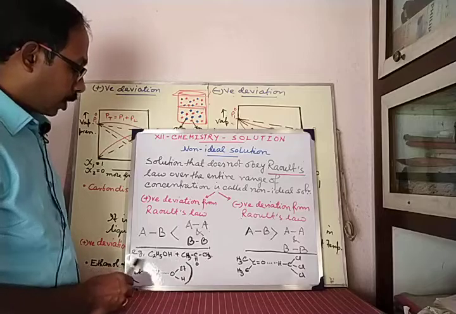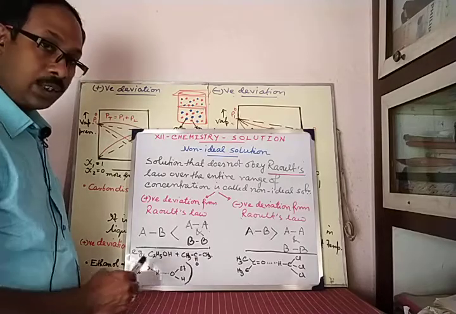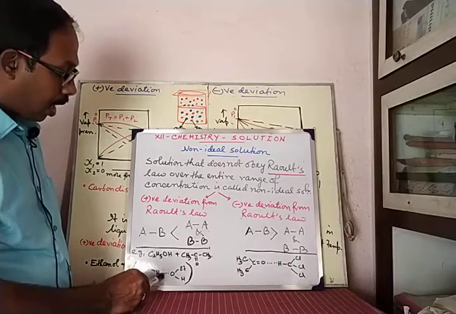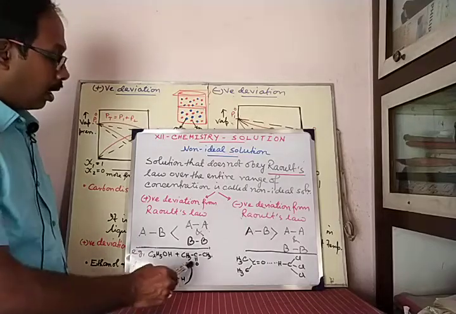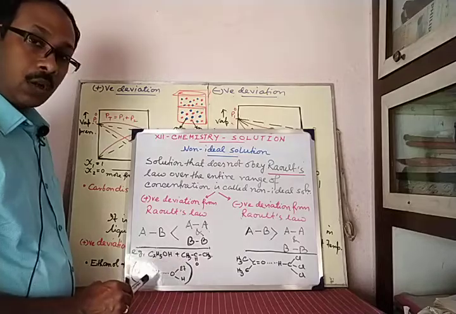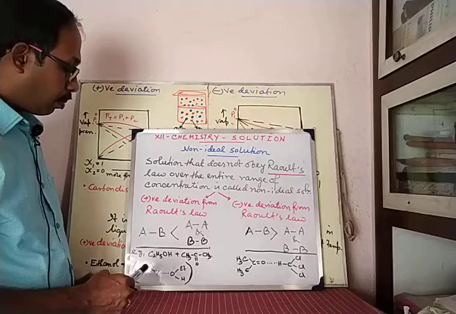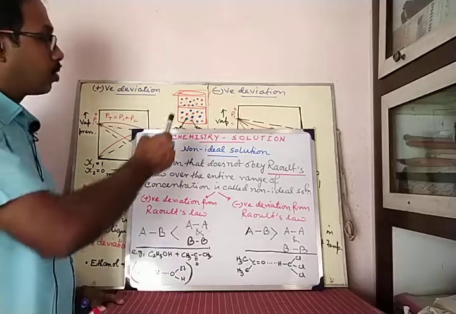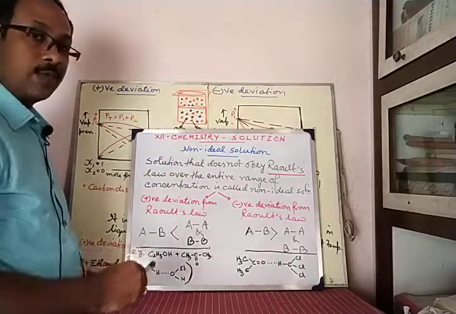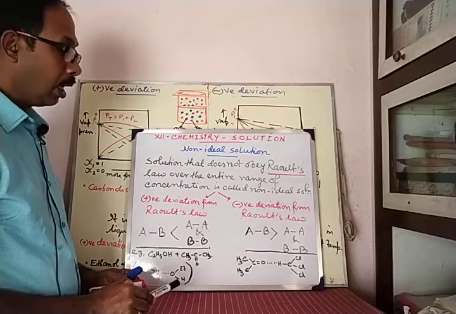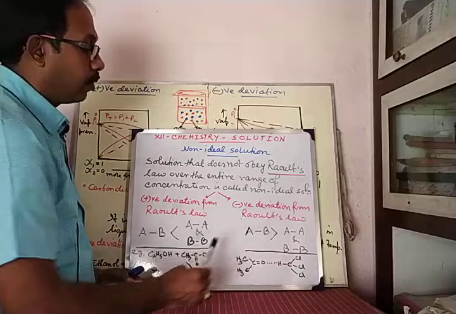For example, say ethanol and acetone. In ethanol molecule there is intermolecular hydrogen bond, but when acetone is mixed in ethanol, the hydrogen bond becomes weaker and more number of ethanol molecules as well as acetone molecules come on the surface and the vapor pressure becomes more than expected.